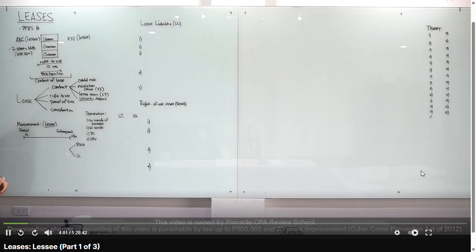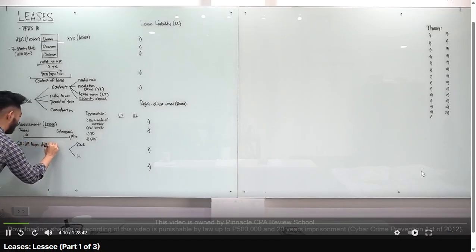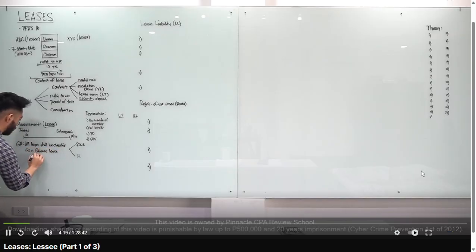Now, what you need to remember is that from the point of view of the lessee, the general rule is all leases shall be classified as a finance lease. Okay, write it down first. As a general rule, from the point of view of the lessee, all leases shall be classified as a finance lease. Sir, what does finance lease mean?